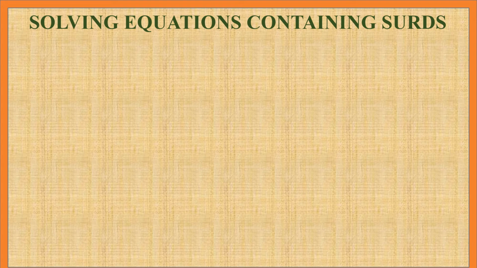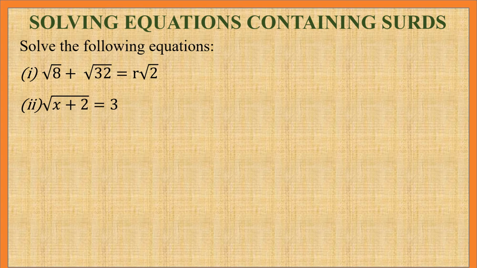Let's solve equations containing surds. For this particular aspect of surds, we are going to look at the given equation, which sometimes involves variables, and we are asked to find the variables. And to find the variables, sometimes you have to simplify. So without talking much, let's look at examples.